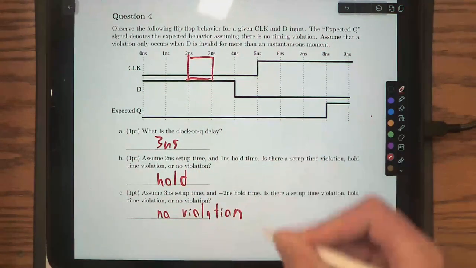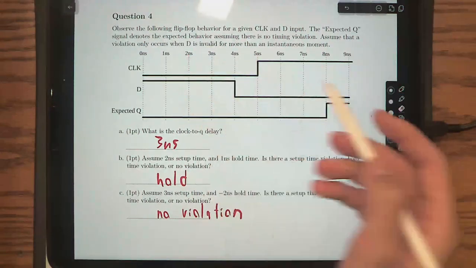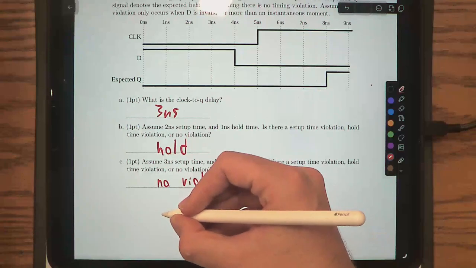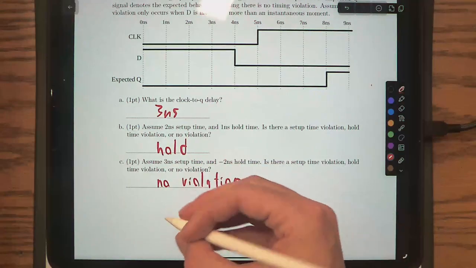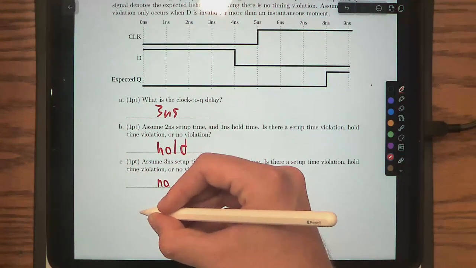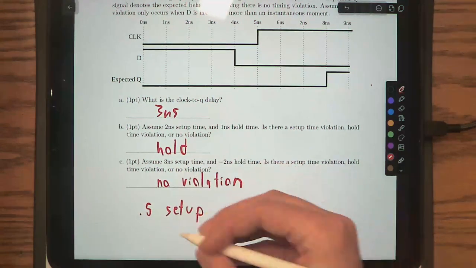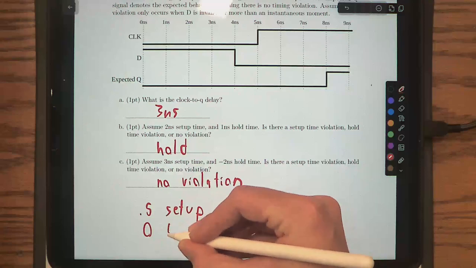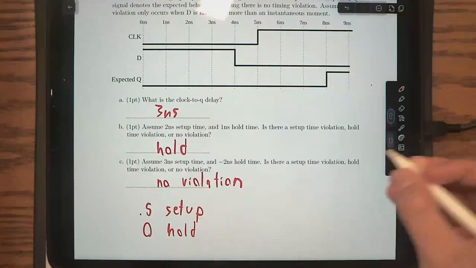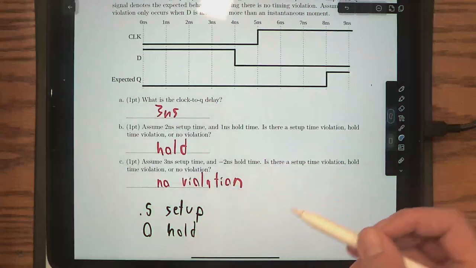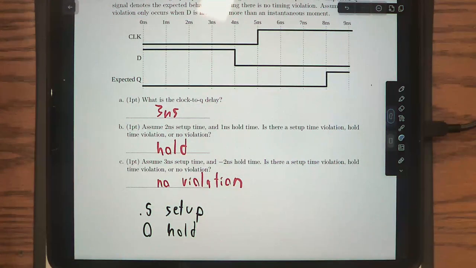Okay, now a new question. Assume we have 0.5 setup and 0 hold. Really quick, take 20 seconds, tell the person next to you, what violation will this be?